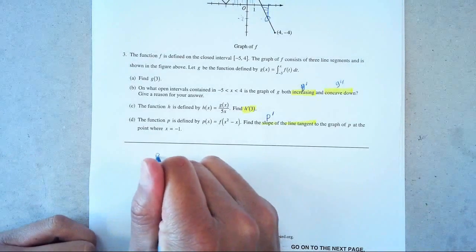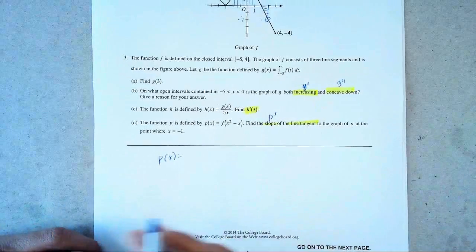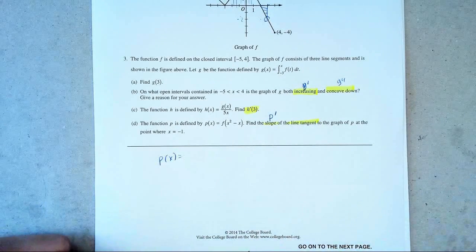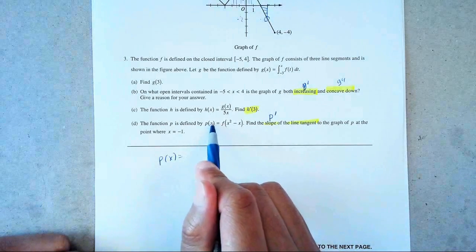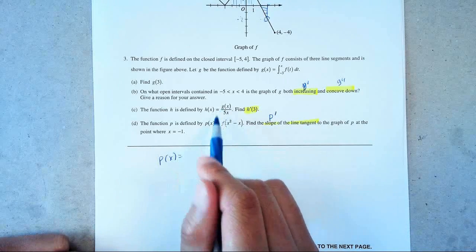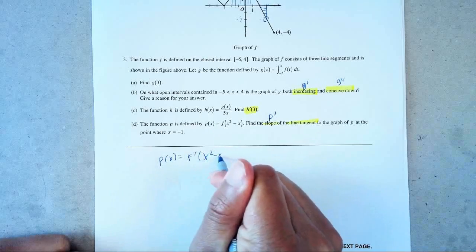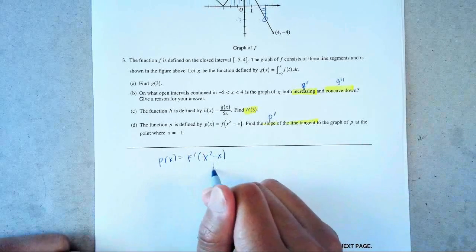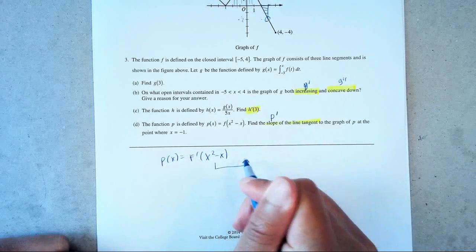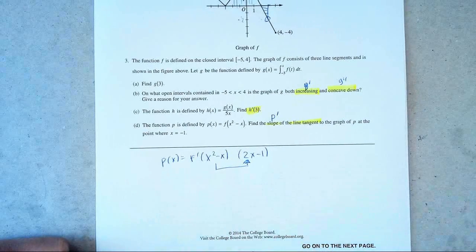Well, p of x is equal to this equation. It looks confusing, I know, but if p of x equals this, it's kind of like that one. Didn't you say the derivative of g was just g prime? Well, what's the derivative of f? f prime, and I have to leave the inside alone. I can't touch it, and if there is an inside, I have to chain rule it, which would be 2x minus 1.